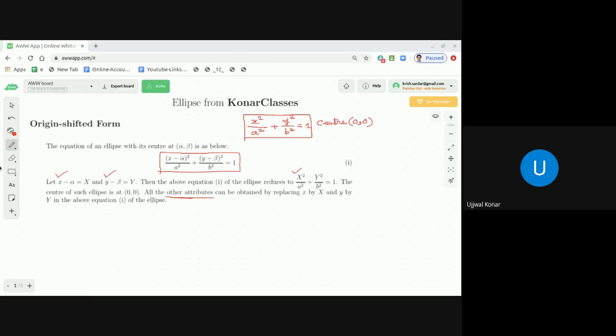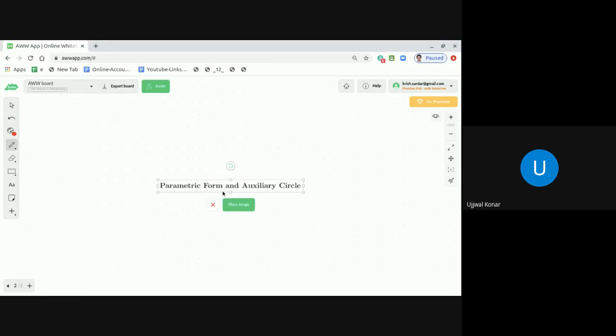Now, dear students, the next point is the parametric form and auxiliary circle, which I'm going to discuss in the next slide. So here the point of discussion is the parametric form and auxiliary circle.